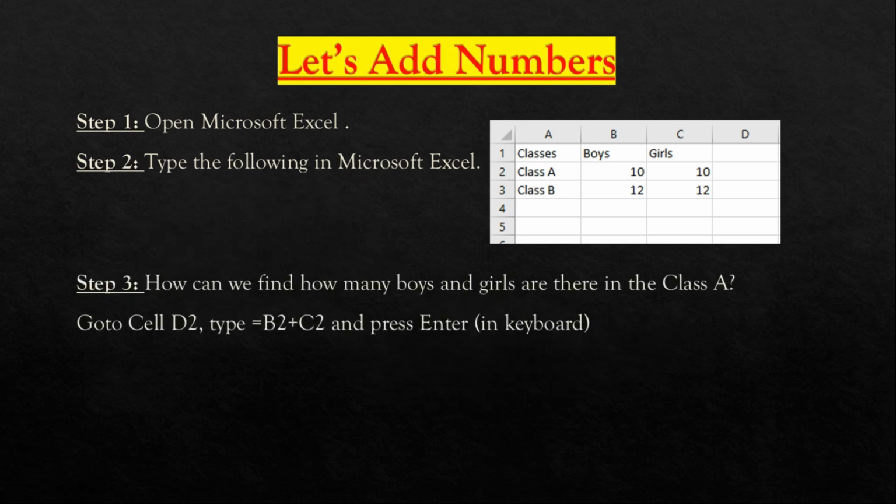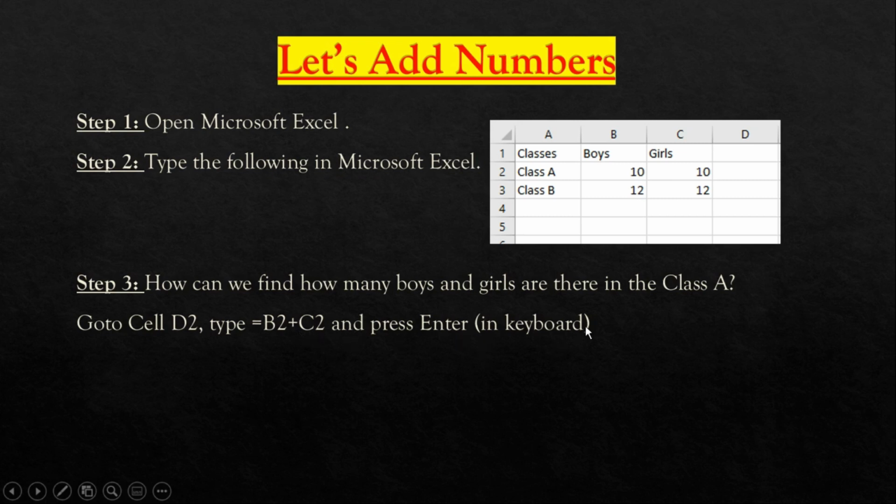Step 3. How can we find how many boys and girls are there in class A? So we are considering class A only right now. We want to find the total of boys and girls. So here we have to go to cell D2. Then type equal B2 plus C2 and press enter on the keyboard.